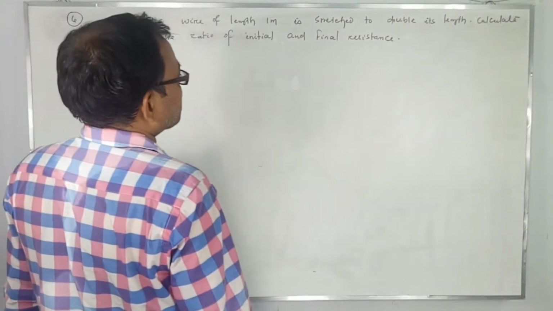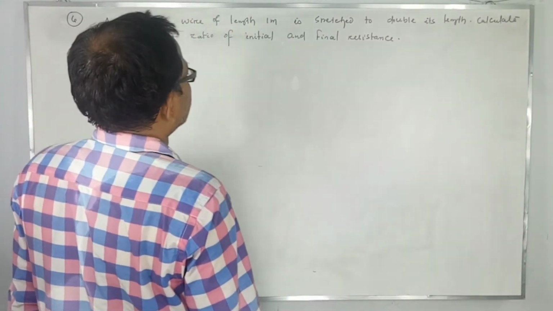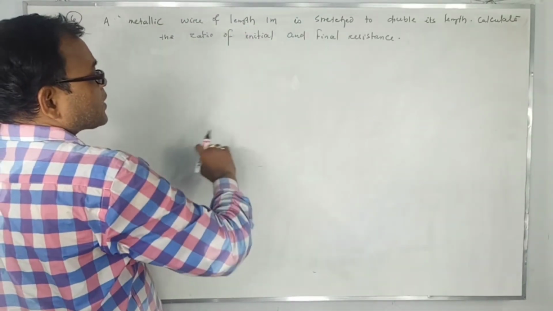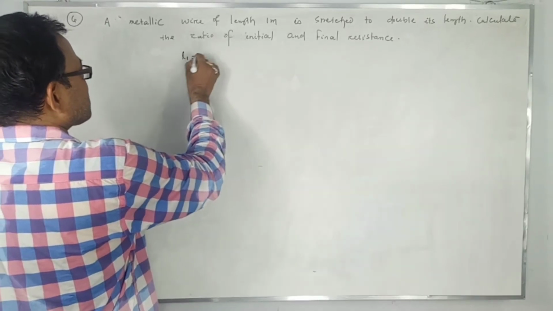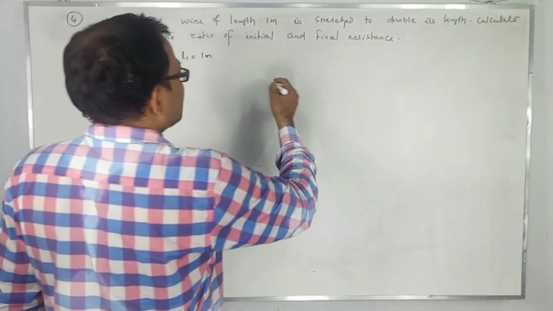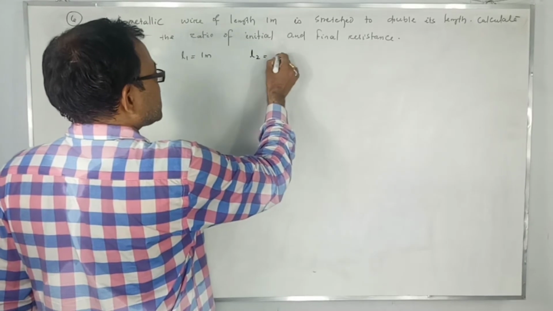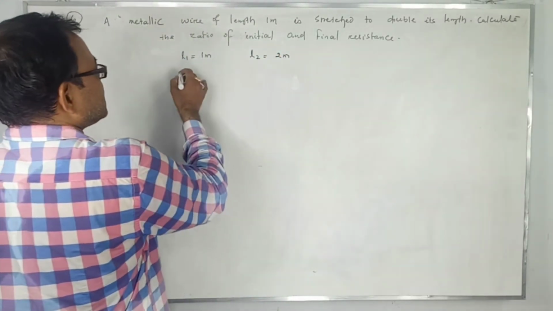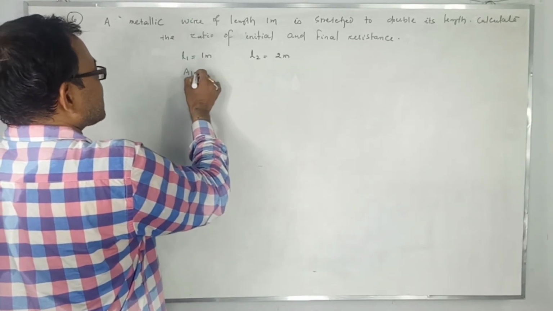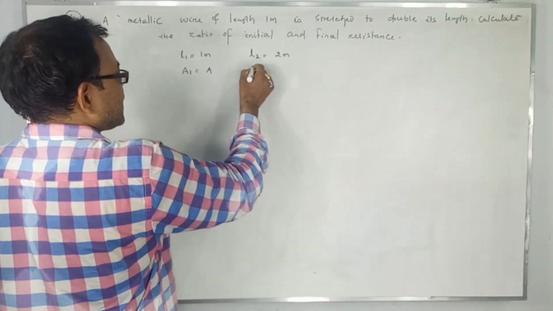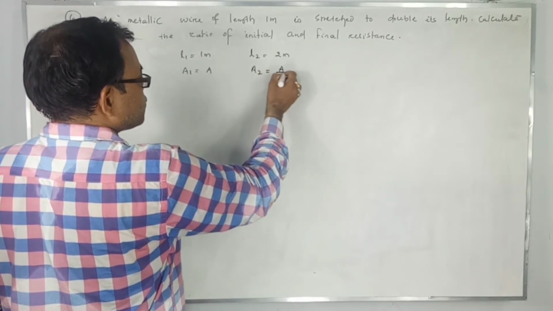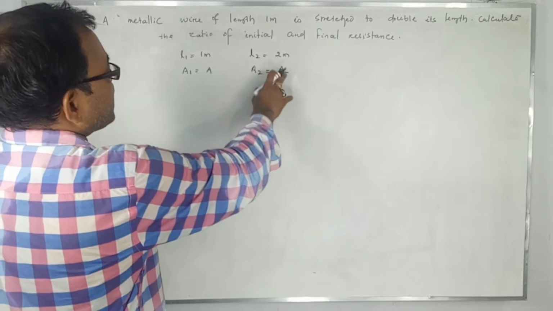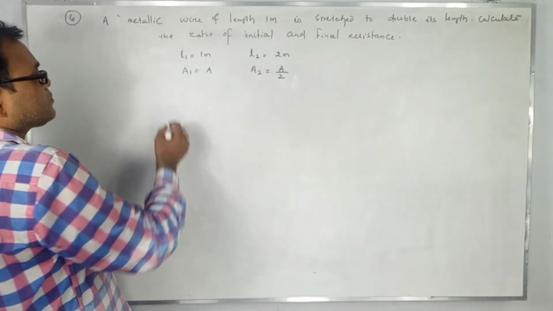A metallic wire of length 1 meter is stretched to double its length. Calculate the ratio of initial and final resistance. Here question is length is 1 meter, so you can take the first length L1 as 1 meter and it is doubled, so L2 is taken to be 2 meter. Then calculate the ratio of initial and final resistance. Here a fundamental is here. So let us take A1 is A, then A2 becomes A by 2. Because the length is doubled, keeping density constant, area would be halved. This is the fundamental here.